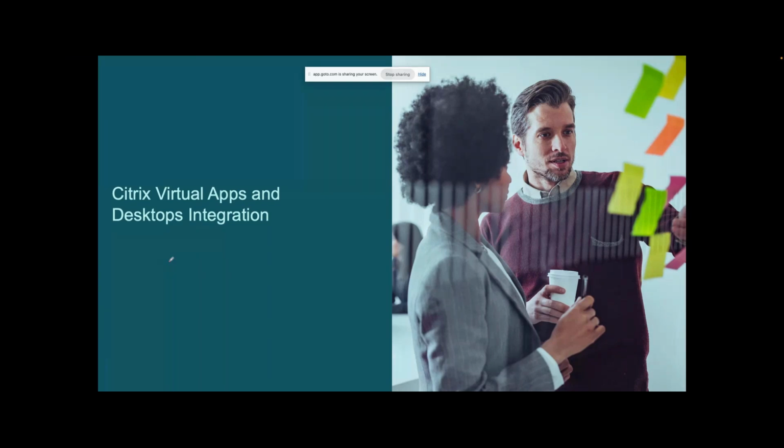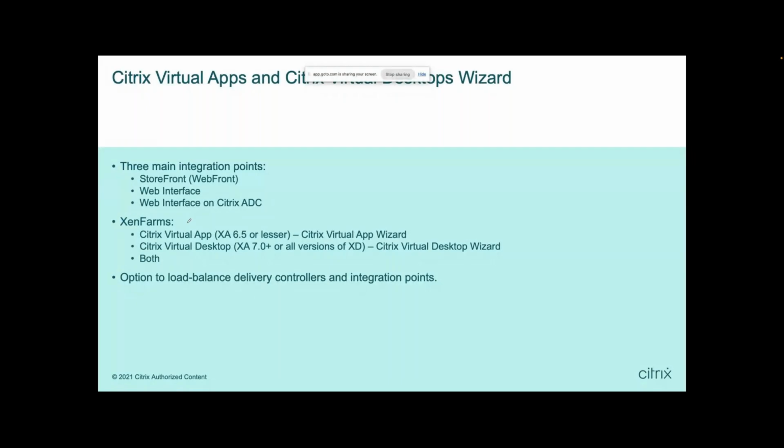There are three main integration points from your Citrix Virtual Apps and Desktops in the gateway. One, you can bind with the StoreFront. Two, you can bind with Web Interface. Or three, with Web Interface on the ADC. Sometimes you don't want to use the StoreFront, so you can use the Web Interface from any of the firewalls. Like with F5 and Citrix, I don't need to install the StoreFront server. I can use the Web Interface only.